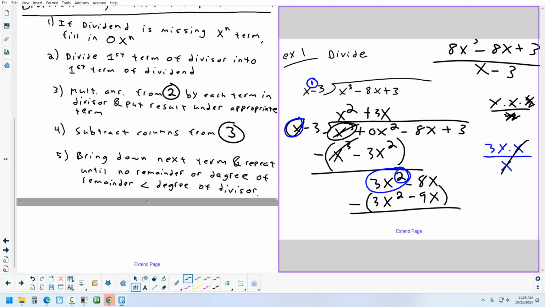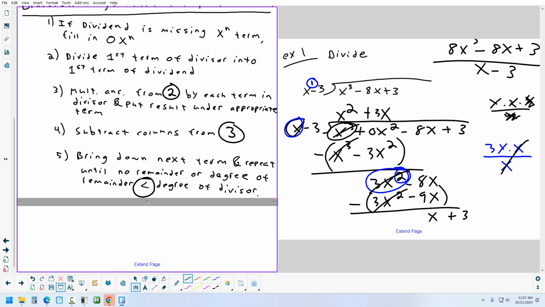What's 3x squared minus 3x squared? 0. You're always going to get at least one thing that cancels. If you get 2, that's great, because it speeds it up. Okay, negative 8x minus 9x. Right, that's negative 8 plus 9, which is positive 1. Bring down the next term. What's the exponent of the variable that's on the inside? 1. What's the exponent of the variable that's on the outside? 1. So we need to keep going until the number on the inside is smaller. And this will be our last round.